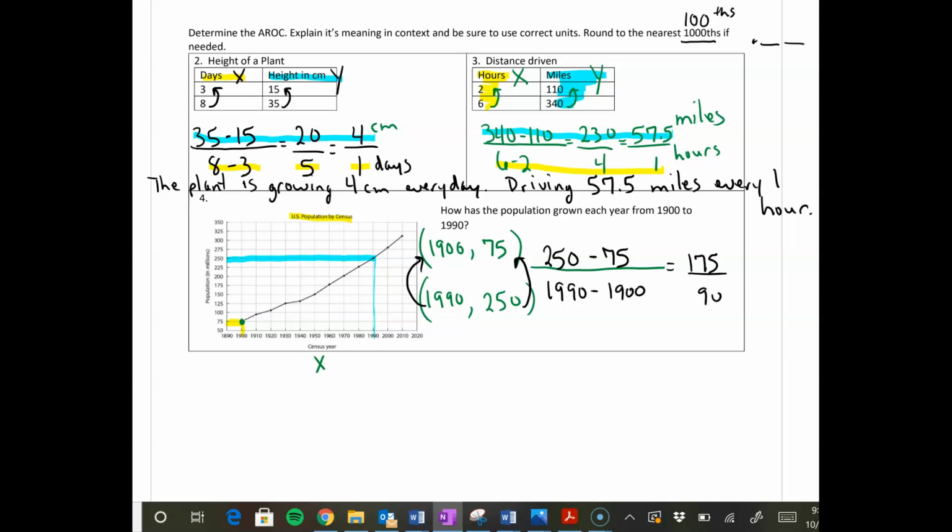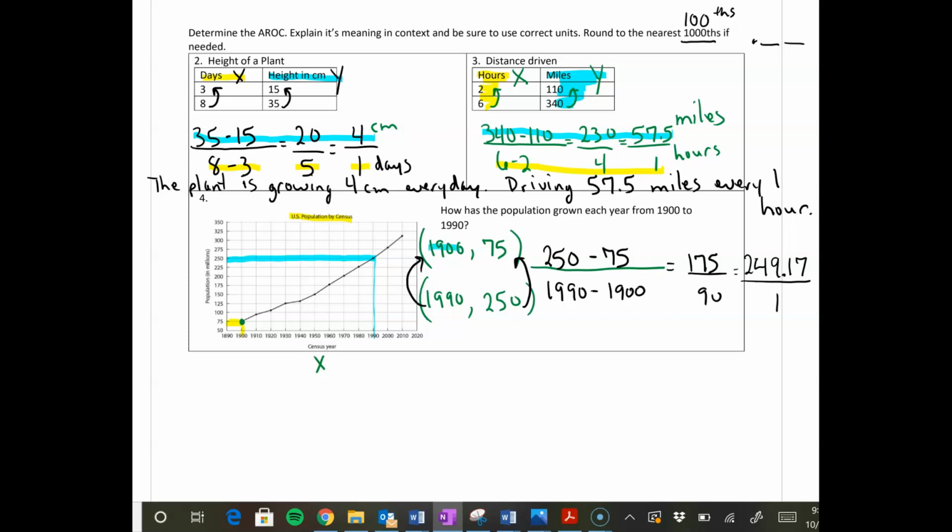So again, what I have to do is get my denominator to 1. So I'll, in my calculator, type in 175 divided by 90. And here I get a decimal. So it's going to be 249 point, and then I have a bunch of sixes repeating after the 1. So I'll just round it up to 17. Okay? All right, so now we're going to describe what this means in context.